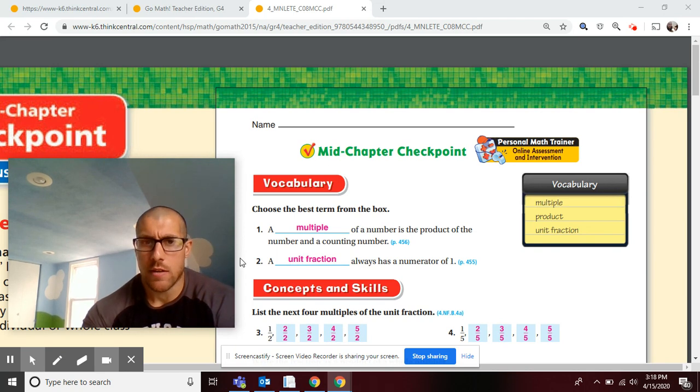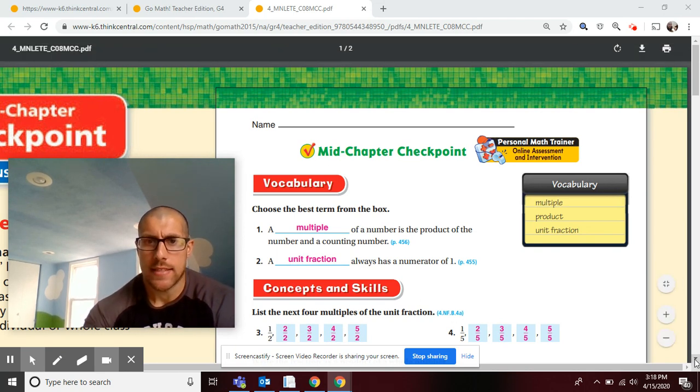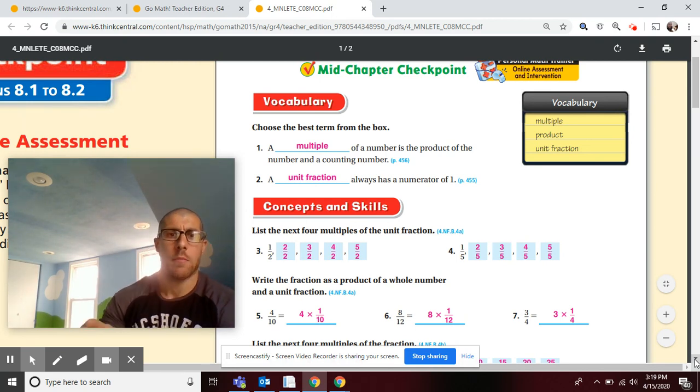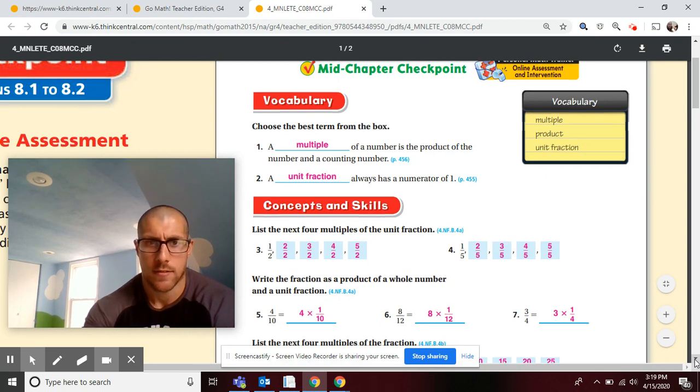So on numbers 3 and 4, where you are asked to list the next 4 multiples, remember your numerators change, your denominators do not. So you have 1/2, then 2/2, 3/2, 4/2, and 5/2. And then finally for 4, you have 1/5, 2/5, 3/5, 4/5, and 5/5. The nice part about 1 is it will always be 1, 2, 3, 4, etc., depending on how many multiples they ask you to list.